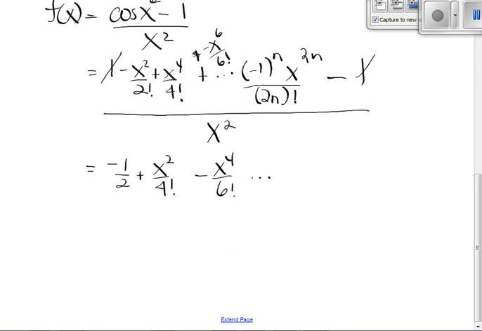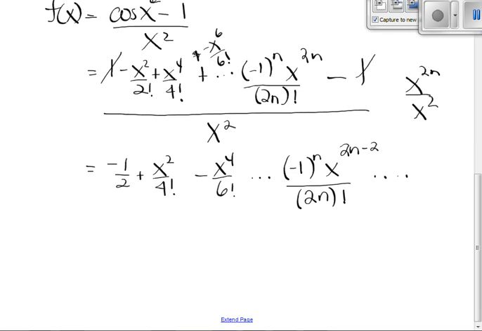The hard part is the general term. You're going to have negative 1 to the n, you know that. It'll still be negative 1 to the n times x to the what? We have to make sure everything matches. When you have x to the 2n over x squared, you're going to subtract 2, so x to the 2n minus 2, all over 2n factorial.